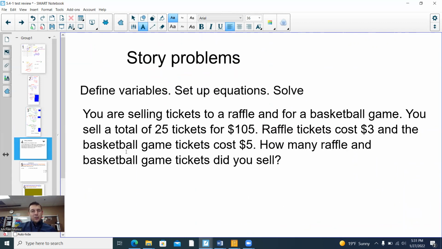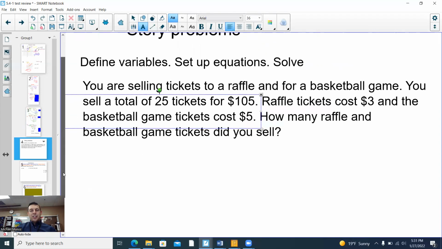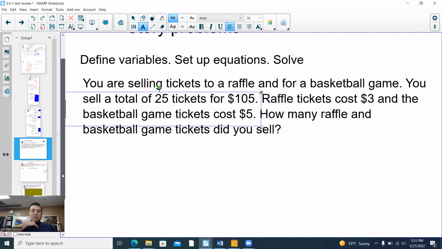All right, last thing, the story problems. We'll go through these as quick as I can. I'm just going to set up the story problem, and I'll expect you to answer it based off what we showed. So first thing is define variables. We want to find out what we're trying to solve and set up the equation. So we have tickets that we're selling. We have raffle tickets and basketball tickets. You are selling a total of 25 tickets for $105. So you sell 25 tickets, you make $105. Each raffle ticket costs $3, and the basketball game costs $5. How many raffle and basketball tickets do you sell all together?